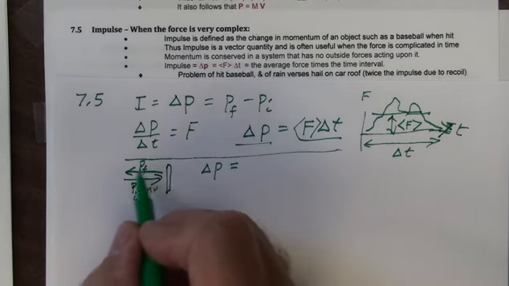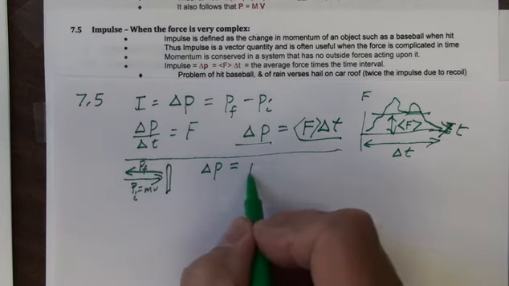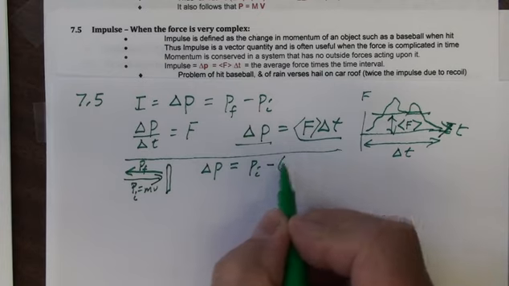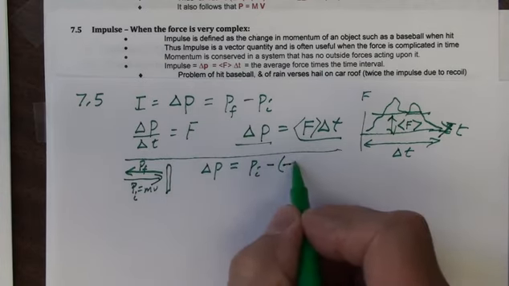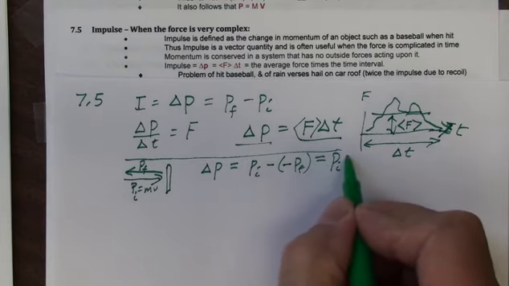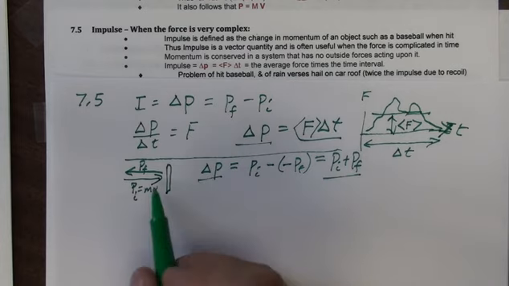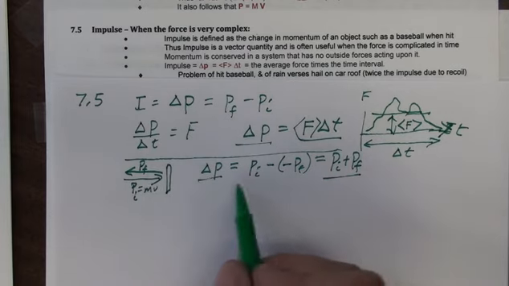However, one of these is negative. If we take this direction, for example, as being positive, then it's P initial minus, and now P final is in the other direction, minus a P final. So it always turns out that this is P initial plus P final. And so we have to understand that this difference involves the negative of one of these.